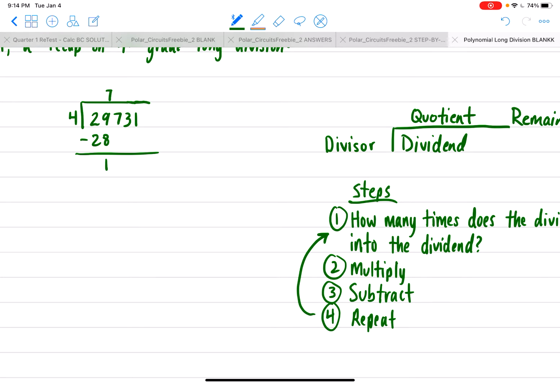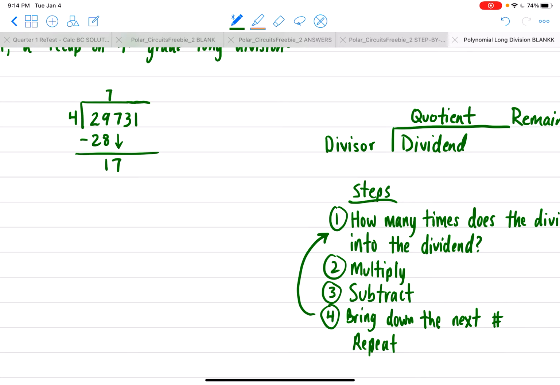We get 1. Oh my gosh, Mr. T, what are you doing? You don't even remember the steps of long division, do you? So the next step here is we're going to bring down the next number. In this case, it would be the 7 here. So we're going to bring that 7 down.